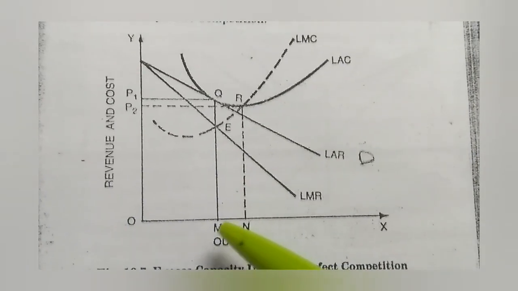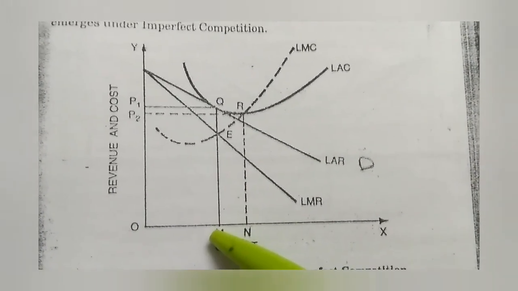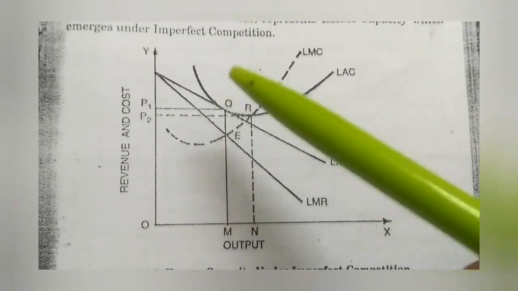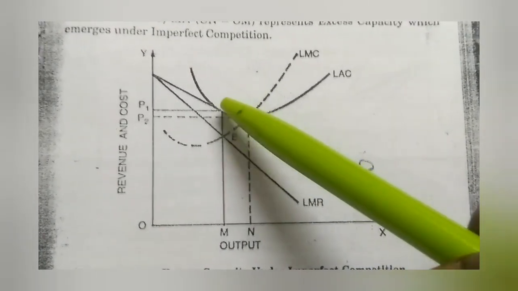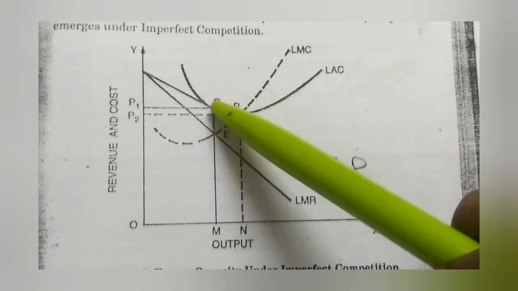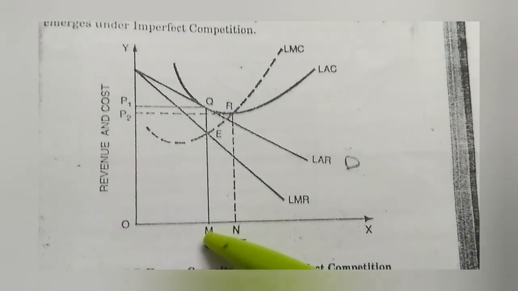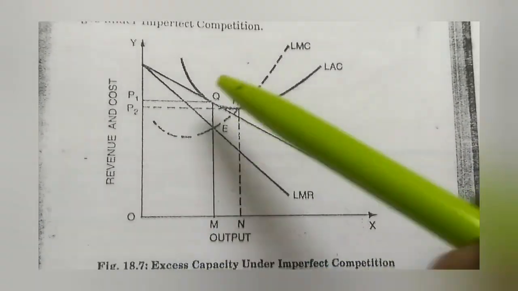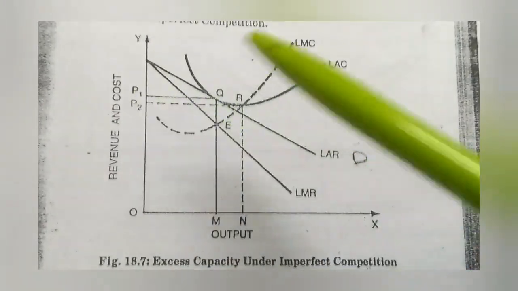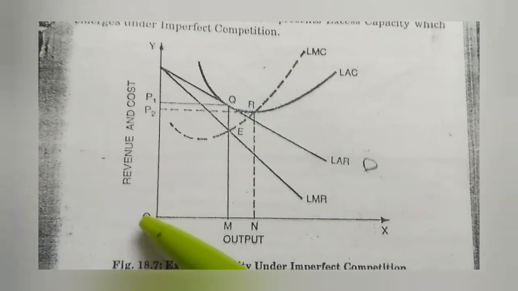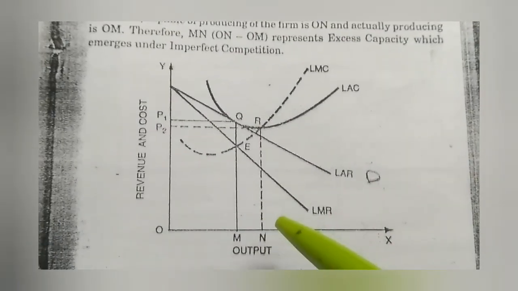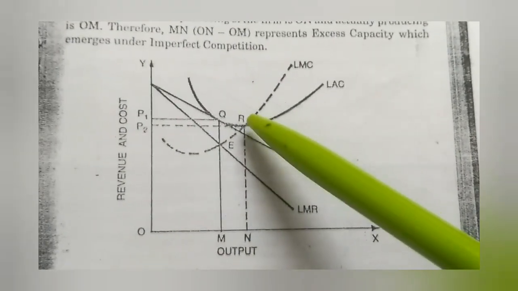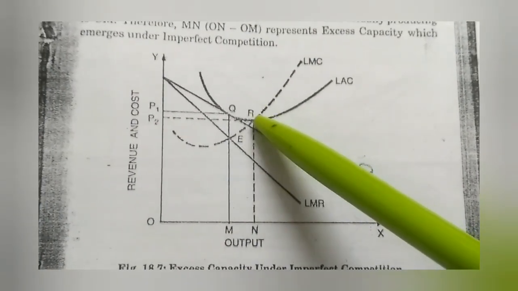In order to produce OM amount of commodity, the firm requires MQ amount of cost. So MQ is the revenue, and the price is P1. But the firm can produce ON amount of commodity, because the average cost curve is at its minimum at point R only.